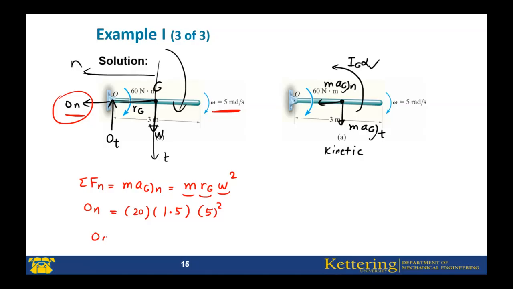From this, I can find the ON, the pin force at the O along the normal. If you calculate this one, ON will be 750 Newton. This is the second equation, or equation number 2.